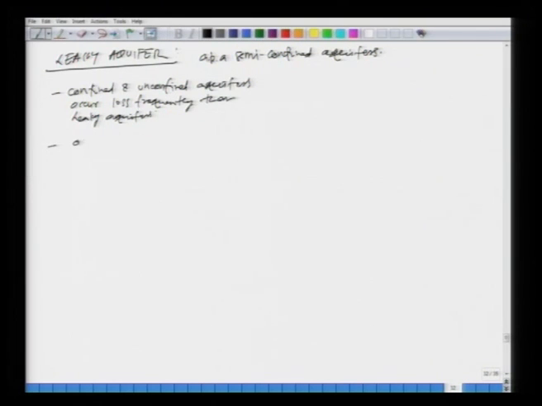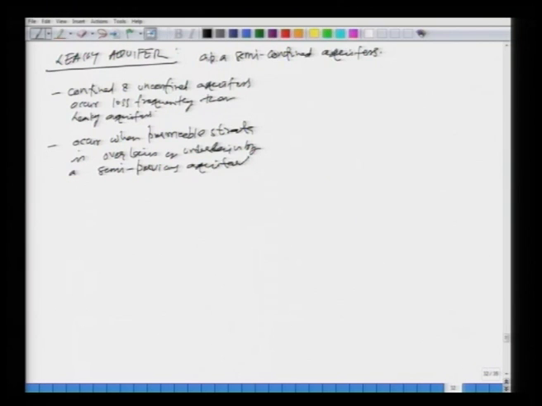When do they occur? Well, they occur when a permeable strata is overlain or underlain, so either above or below, underlain by a what? By a semi pervious aquitard or semi confining layer. Okay. So, let us look at that.